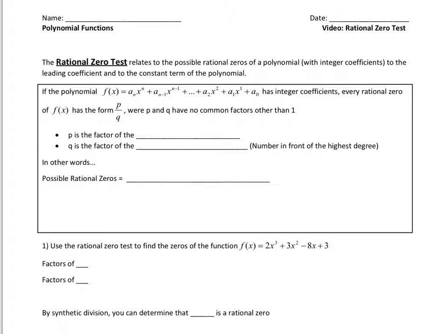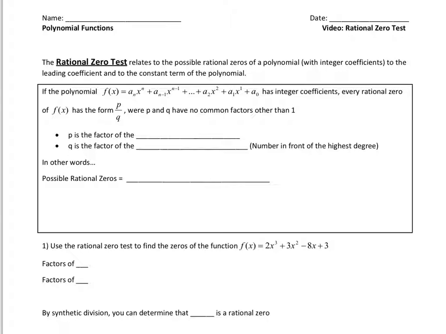Hi everyone, in today's lesson we're going to talk about the rational zero test. The rational zero test relates the possible rational zeros of a polynomial with integer coefficients to the leading coefficient and to the constant term of the polynomial. So if we have any polynomial in any general form that has integer coefficients, every rational zero of f of x has the form p over q, where p and q have no common factors other than 1.